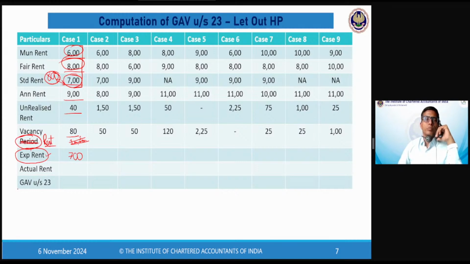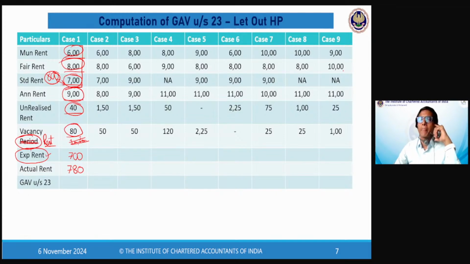Now, how to find out actual rent? Actual rent is: if my annual rent is given, which is the rent for the whole year, from that deduct unrealized, from that deduct vacancy. After deducting both, whatever is left is your actual rent. So actual rent is 780. Correct?